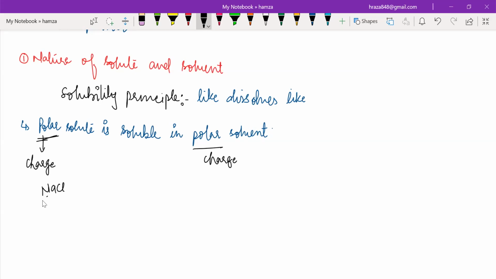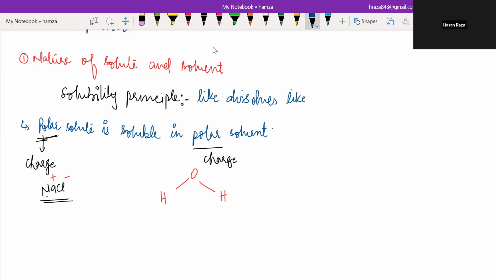This is, let's say, NaCl. How does it exist? On Na it is plus and on Cl it is minus. And take an example of polar solvent, that is H2O. H2O is a covalent compound, but do you know oxygen is a very highly electronegative element? The most electronegative element is fluorine, then oxygen, and then nitrogen.